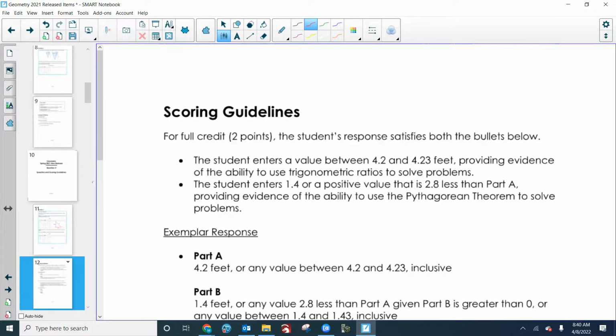All right, let's start with our answer first. Did you get something between 4.2 and 4.23? 4.2 to 4.23 is what they accepted.